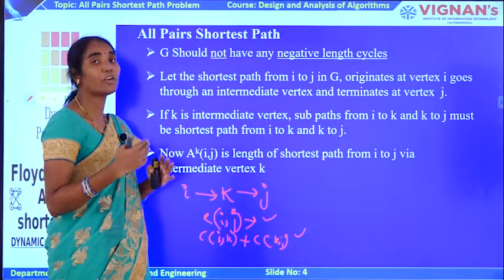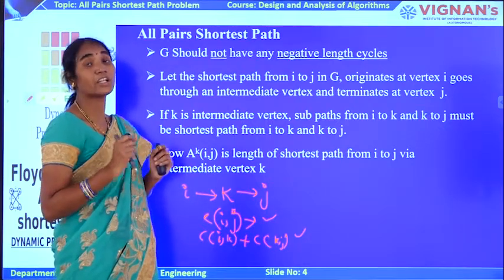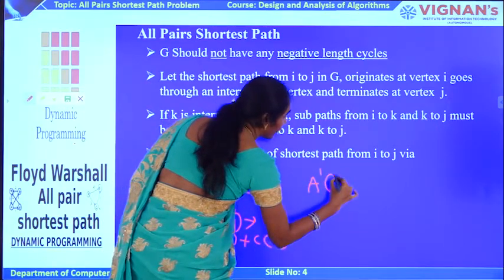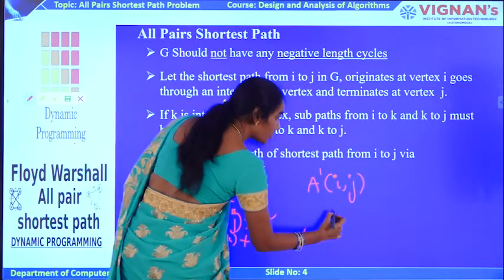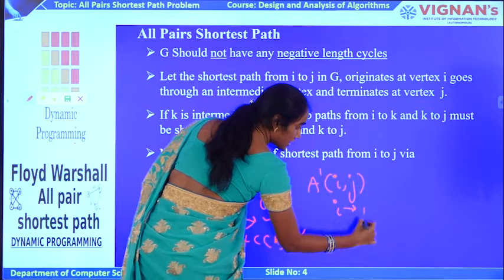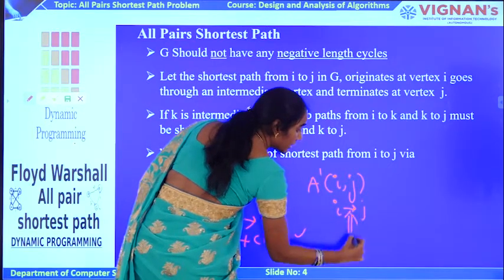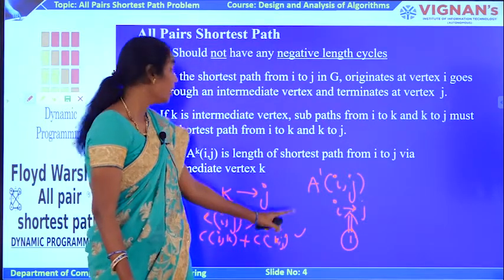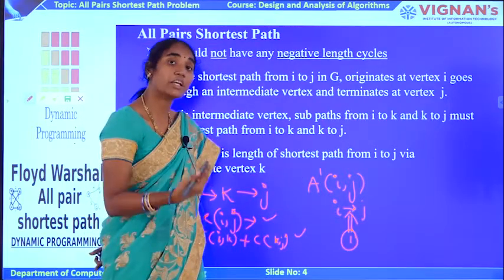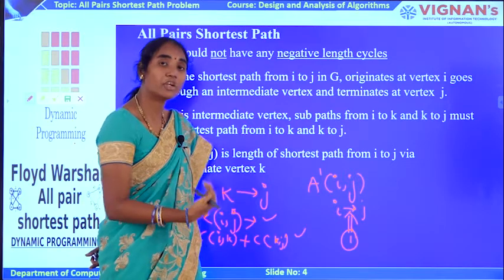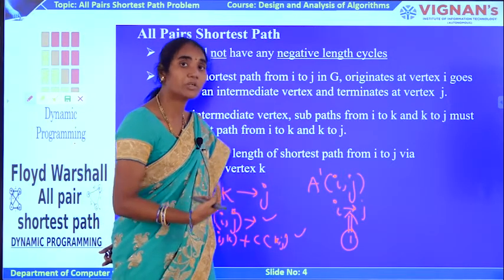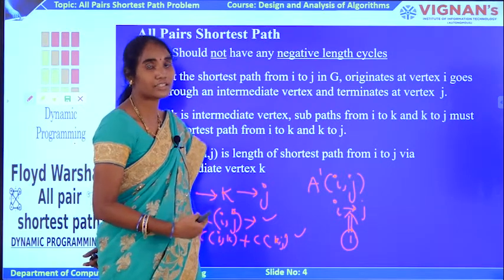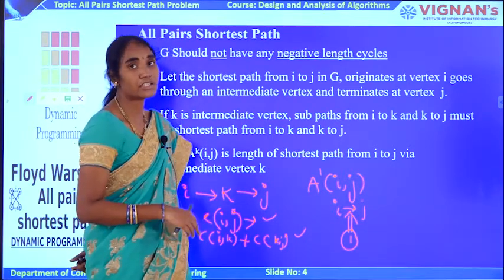For example, A^1 of ij, that is A^1 of i comma j. Here from i to j we want to find the shortest distance via the intermediate vertex 1. Now A^2 of ij means via the intermediate vertex 2. A^3 of ij means via the intermediate vertex 3. So likewise we are going to find the shortest distance among the pair i comma j.